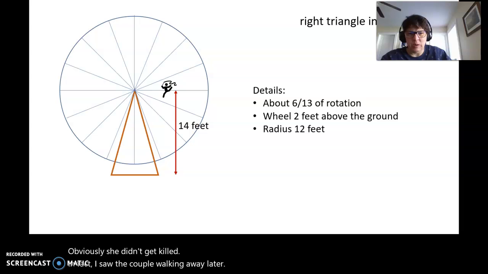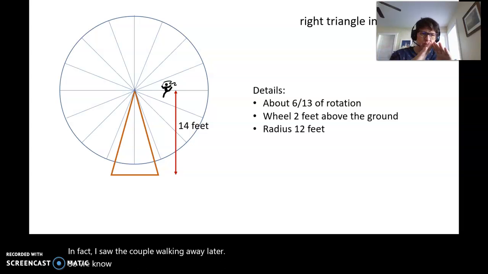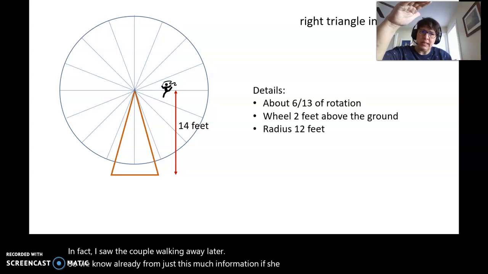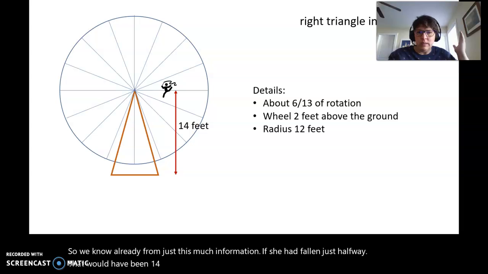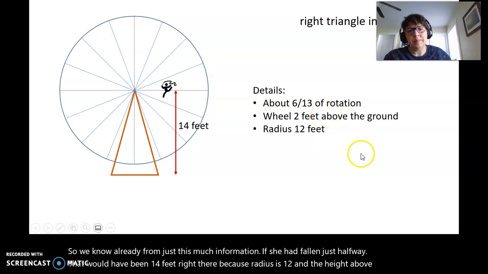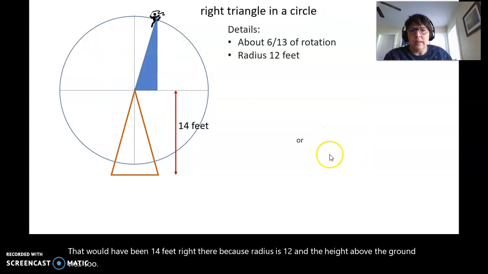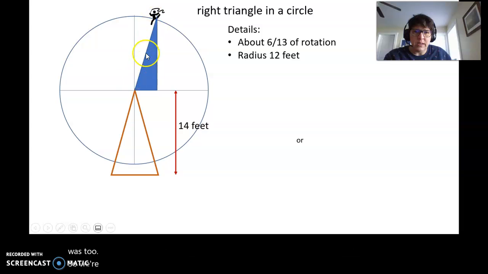So we know already from just this much information, if she had fallen just halfway, that would have been 14 feet right there, because the radius is 12 and the height above the ground was 2. So we're just going to concentrate on this part of the circle.